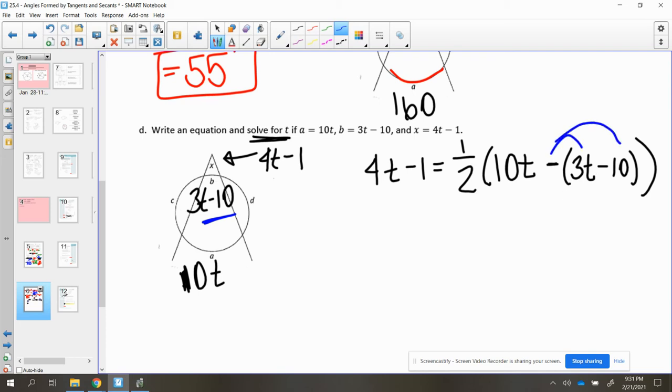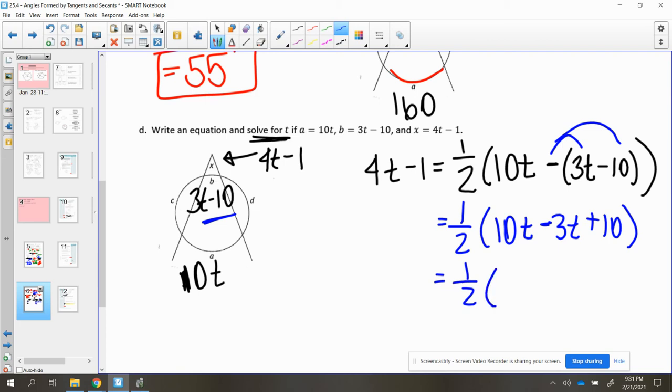So if we distribute that, we end up with 10t minus 3t plus 10, which means that inside of these parentheses, we actually have 7t when we combine, plus 10. Now, we've talked about it a couple times, but one good solution if these aren't even numbers is you can always multiply by 2 on both sides.